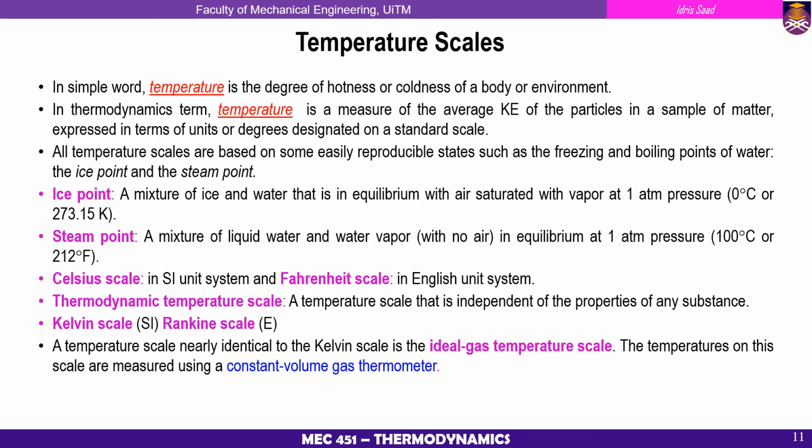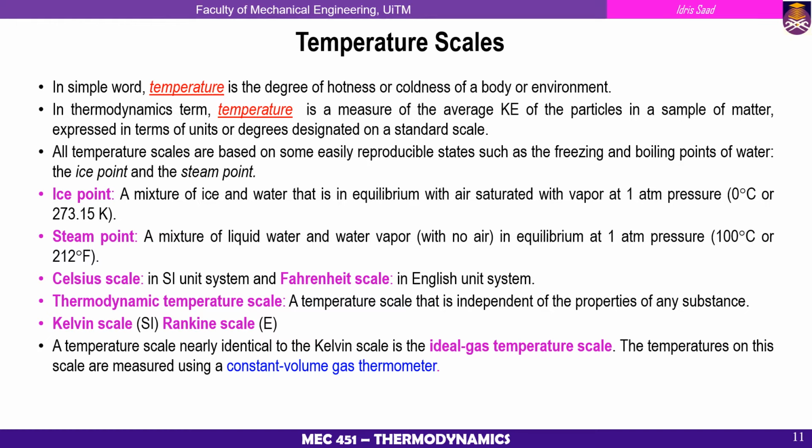In simple words, temperature is just the degree of hotness or coolness of a body or environment, so the column of mercury only measures the temperature of the body or the environment, not the heat energy. However, in thermodynamic terms, temperature is a measure of the average kinetic energy in the macroscopic form of the particles in a sample of matter, which is expressed in terms of units or degrees designated on a standard scale. For our study, we will focus on two units only, which are degree Celsius and Kelvin.